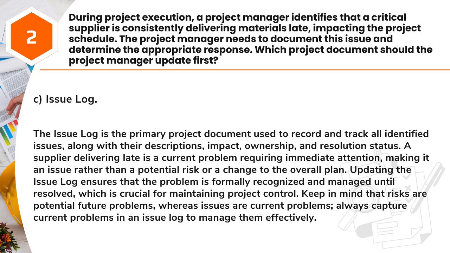Answer: C. Issue Log. The issue log is the primary project document used to record and track all identified issues, along with their descriptions, impact, ownership, and resolution status. A supplier delivering late is a current problem requiring immediate attention, making it an issue rather than a potential risk or a change to the overall plan.